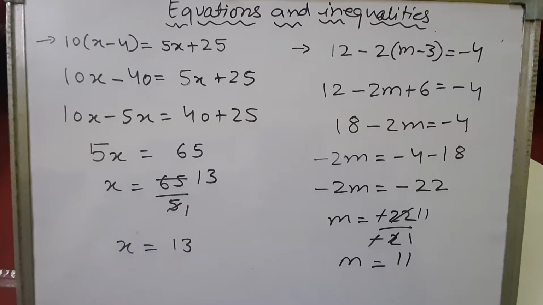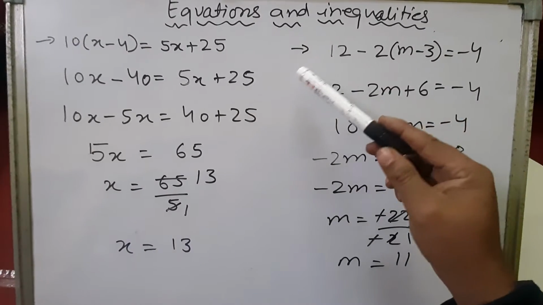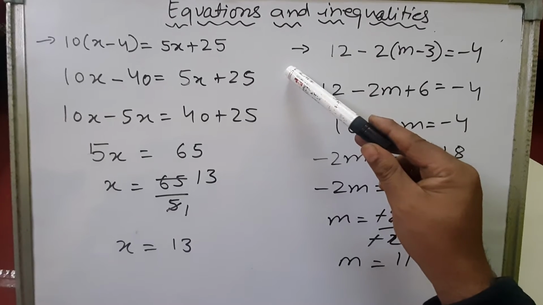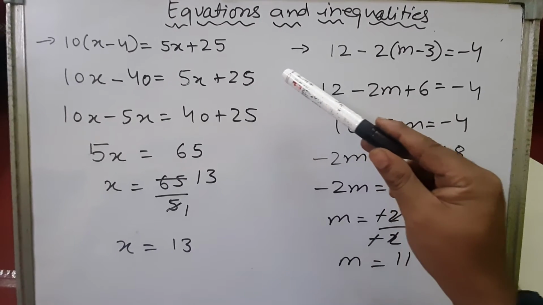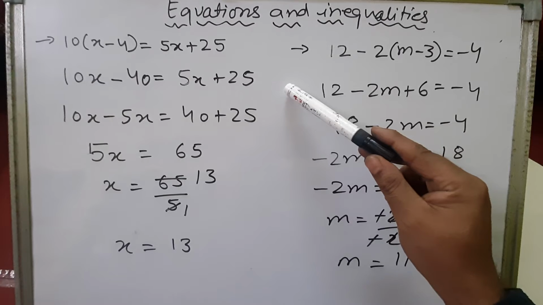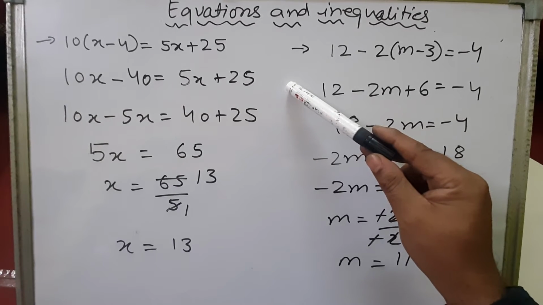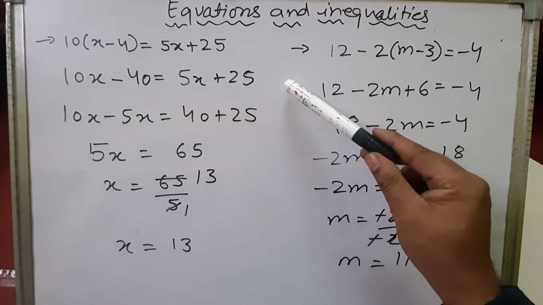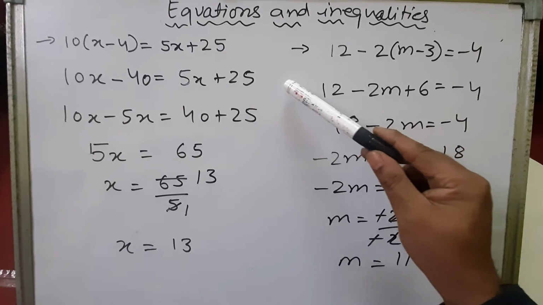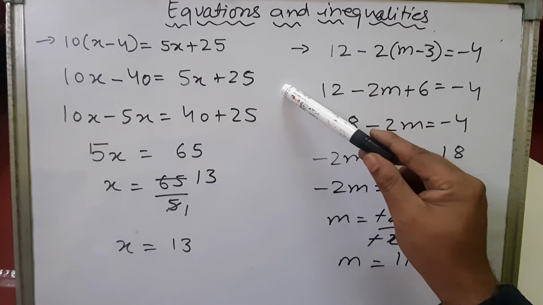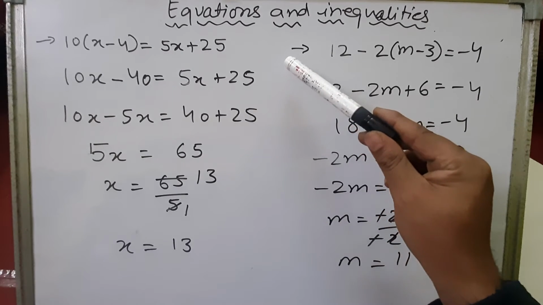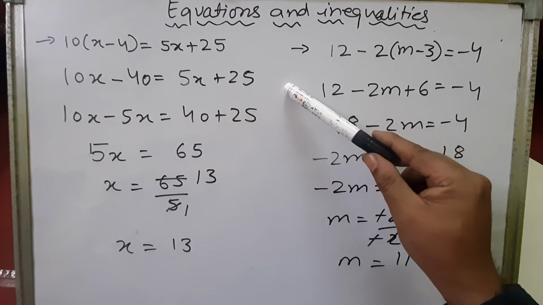Okay, let's see a few more sums. Now in this sum it is given that 10 bracket x minus 4 is equal to 5x plus 25. Alright, and here again in this equation we have to find the value of the unknown variable, which is x here. So first of all, we can multiply 10 inside the bracket, or there is another solution, we can divide by 5 on both sides. Okay, because 10 is divisible by 5 and both the terms on the right hand side are also divisible by 5. We can divide by 5 also.